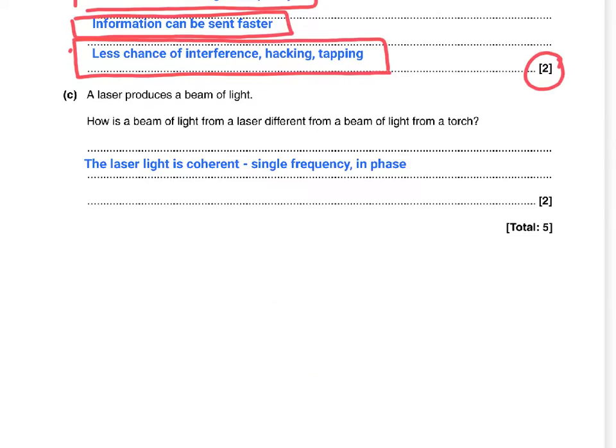So part C asks, a laser produces a beam of light. How is a beam of light from a laser different from a beam of light from a torch? And to get 2 marks, you could just use 1 word here, and that word is coherent. Laser light is coherent, but what does that mean? It means it's single frequency, 1 color, and the waves are in phase.